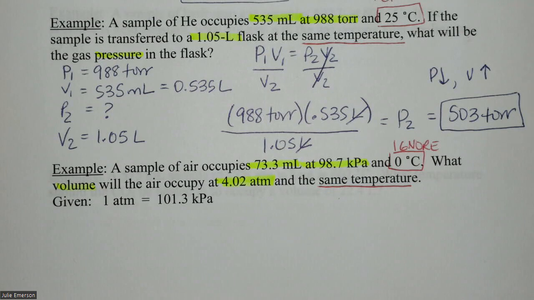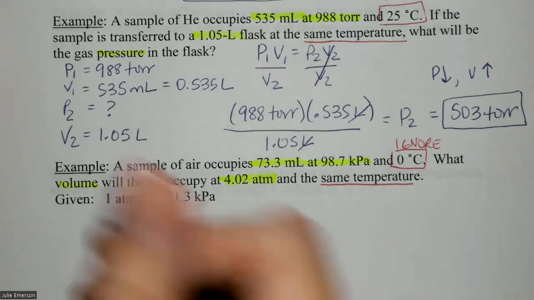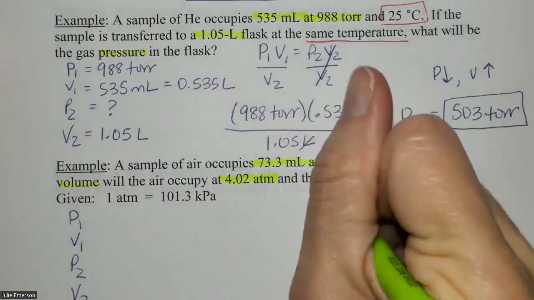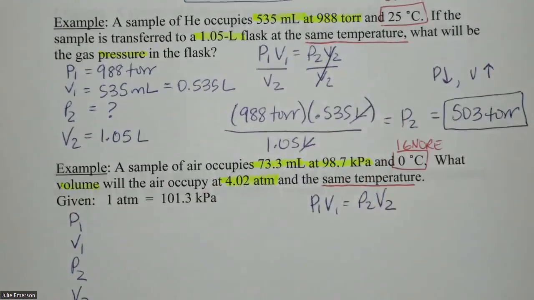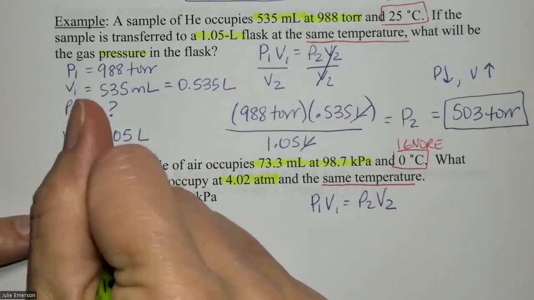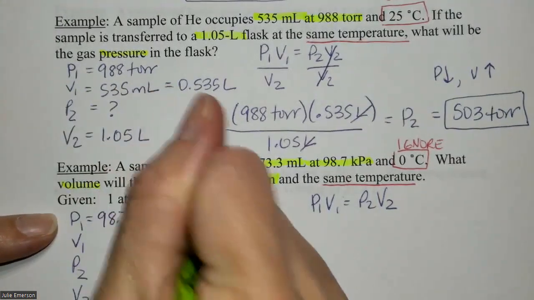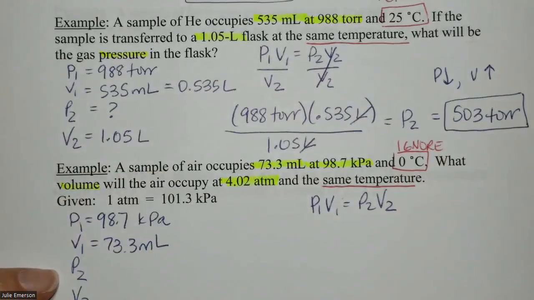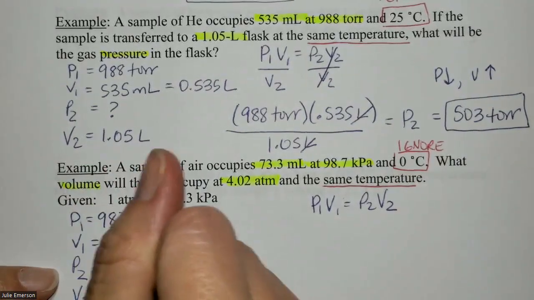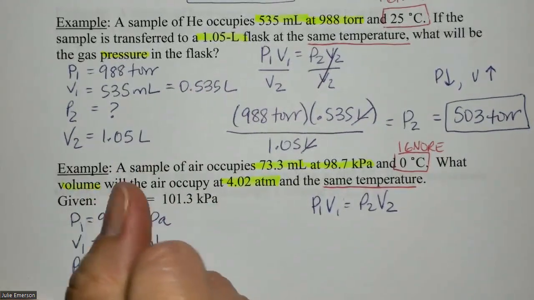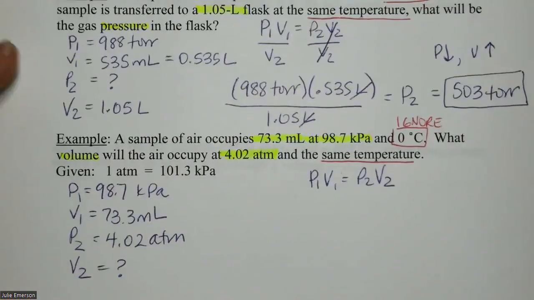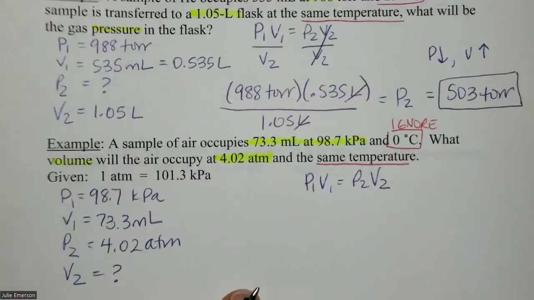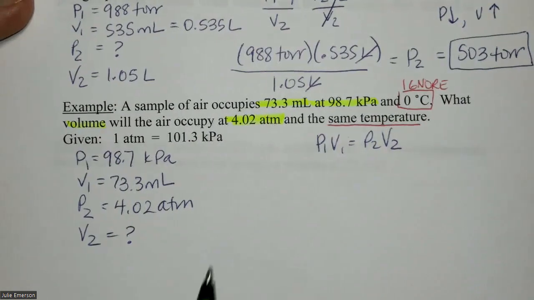Temperature's constant. All right, so another Boyle's law problem. We got P1, V1, P2, V2. All right, and then if I look at everything, initial pressure, 98.7 kilopascals, volume, 73.3 milliliters, P2, 4.02 atmospheres, V2, unknown. That'll be our X. All right, so same problem we had with the last example. That is, in this case, the pressure units don't match. So I gave you the conversion.